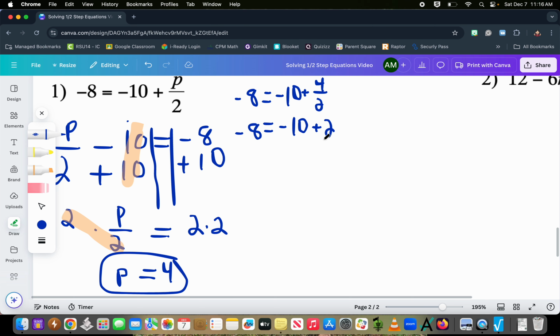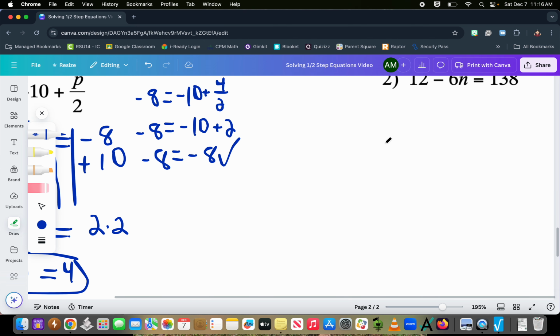So now we look here and we combine this side. Negative 10 plus 2, opposite signs, so we subtract. So 10 minus 2 is 8, and since this is further from 0, we get negative 8. So in this case, we've got negative 8 equals negative 8, so the left side equals the right side. So our answer in this case is correct.